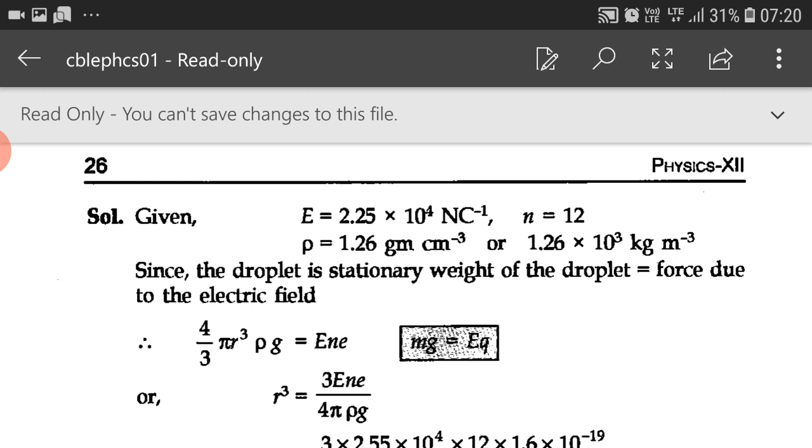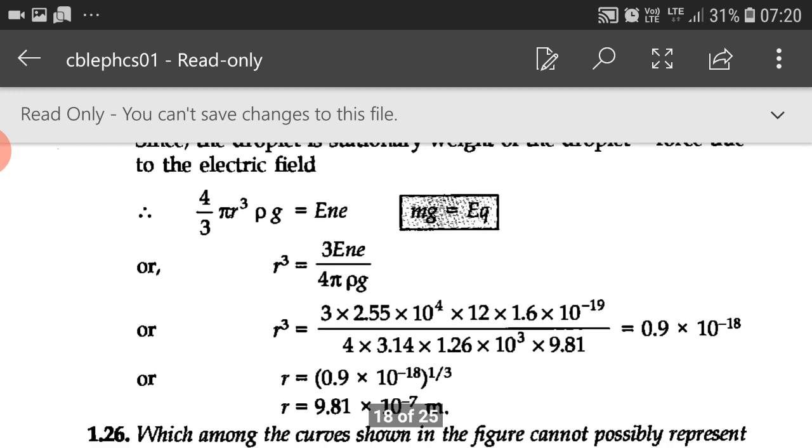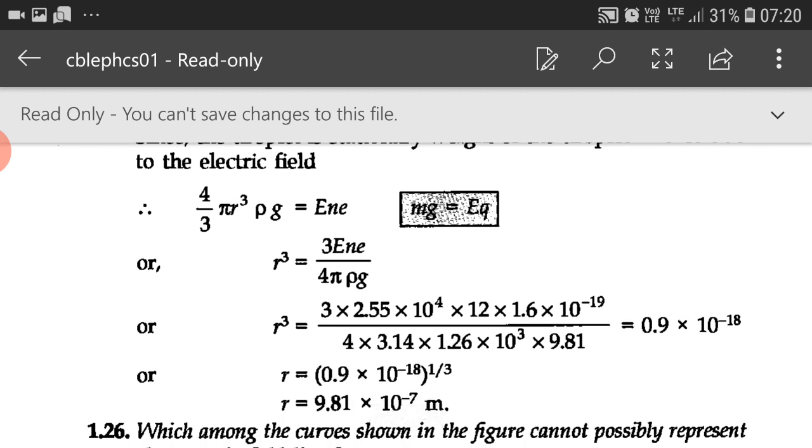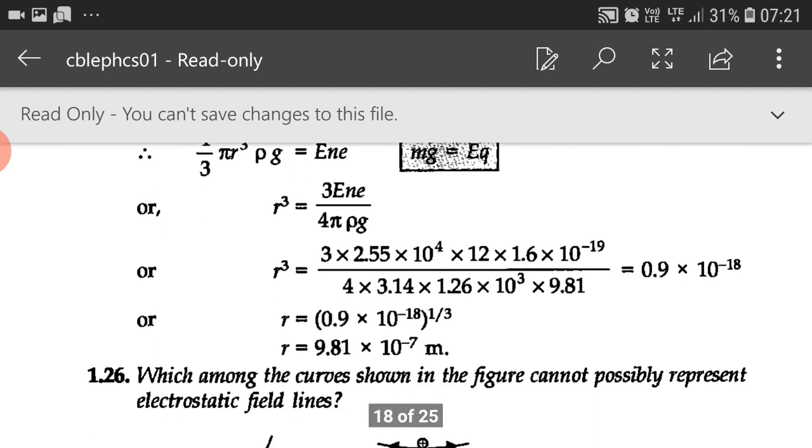Then you have to calculate R. So R cube is what? 3 E N e by 4 pi rho G. Putting all the values E, N, then small e, rho, G and pi, you calculate R cube and finally R. This comes out to be 9.8 10 raised to power minus 7 meters. Now come to the question number 26.